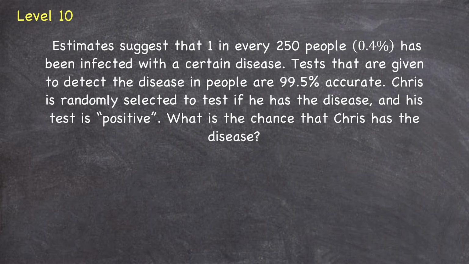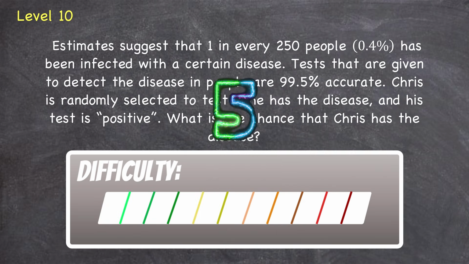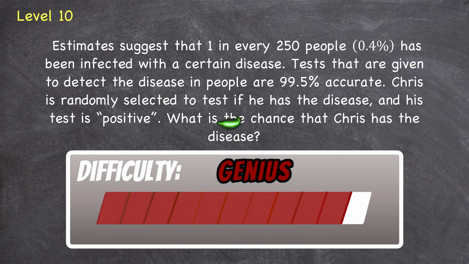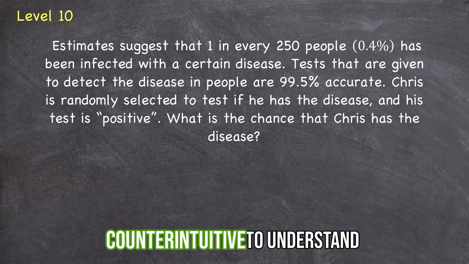Level 10. Estimates suggest that 1 in every 250 people, so 0.4% of people, has been infected with a certain disease. Tests that are given to detect the disease in people are 99.5% accurate. Chris is randomly selected to test if he has the disease, and his test is positive. What is the chance that Chris has the disease?